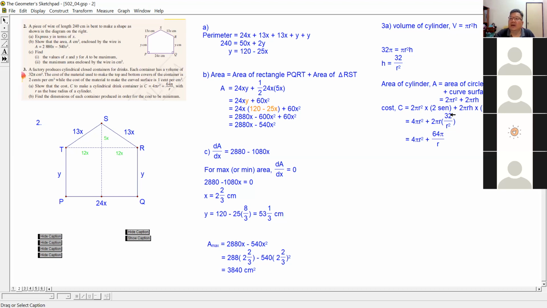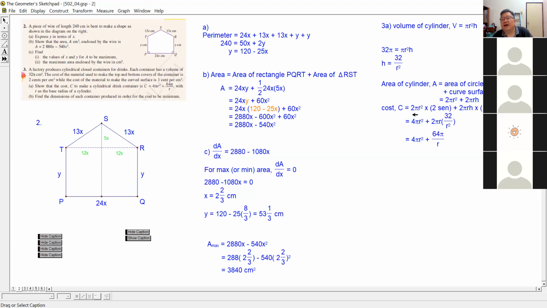Right. Now, when you want to find the cost, you have to modify a little bit. You cannot use this 2 pi r square and 2 pi r h. This is the surface area. It is not the cost.